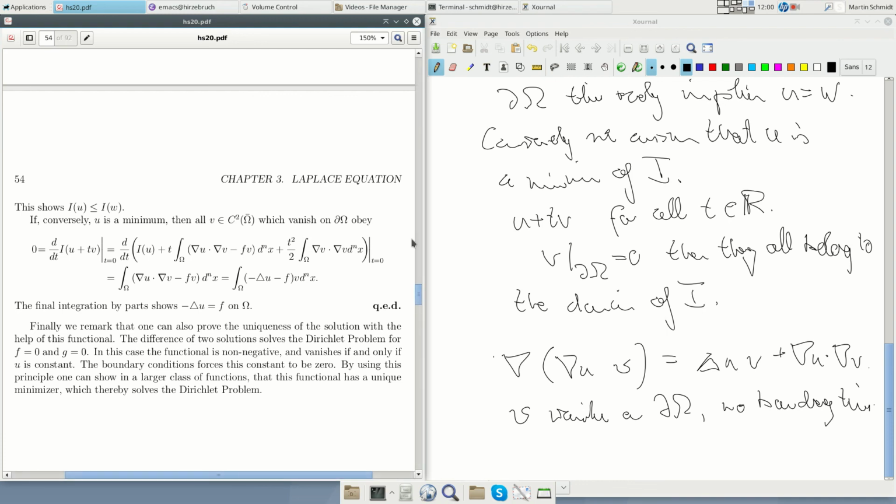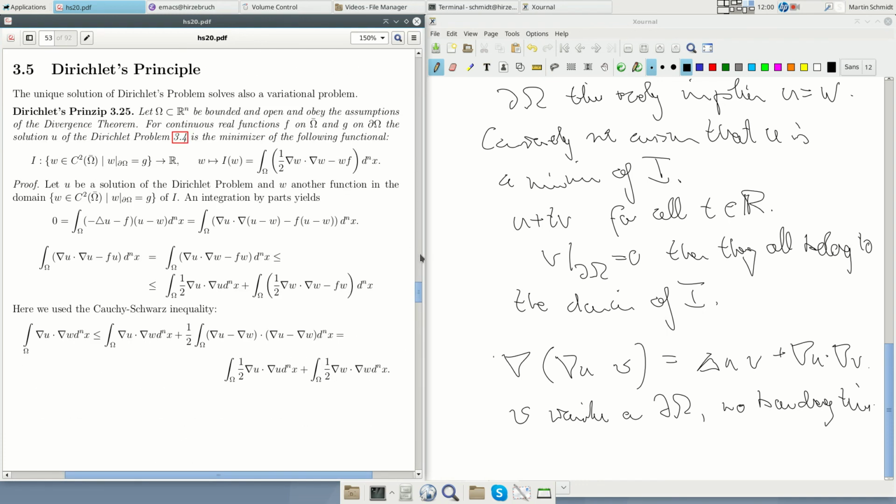So what we have done today, we introduced this Dirichlet problem. We showed that the solution of the Dirichlet problem is a minimizer of an appropriate functional. We also showed that any minimizer of this functional is a solution of the Dirichlet problem, and we even showed that the minimizer is unique.